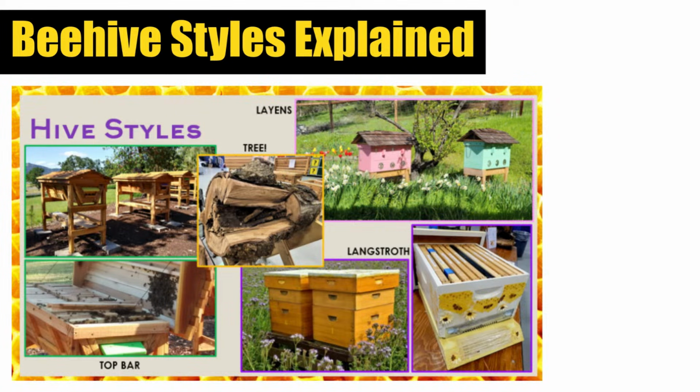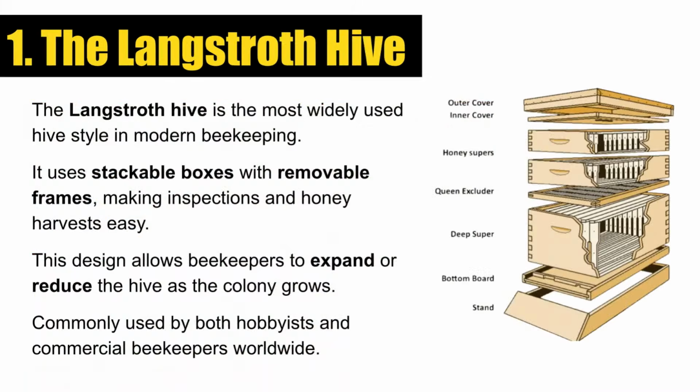So the topic for tonight, as everybody knows, is beehive styles: Layens, Top Bar, Langstroth, Warre, Flow Hives, and more. Number one, we're going to start with the most common hive out there, the one most beginners, intermediate, advanced, and commercial beekeepers use, and the easiest, in my opinion, is the Langstroth hive. This hive is the most widely used in the modern beekeeping era.